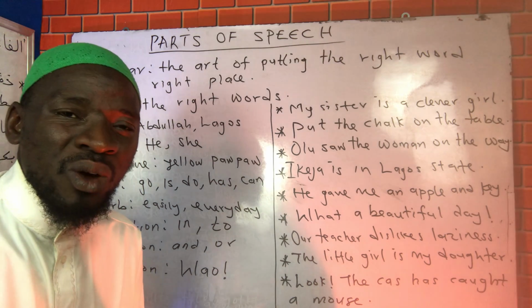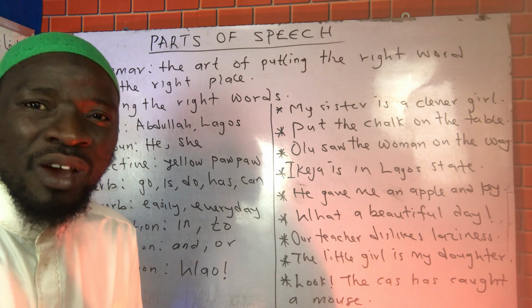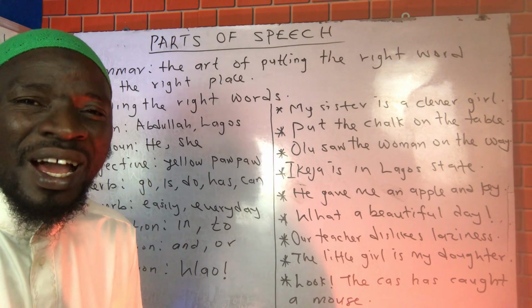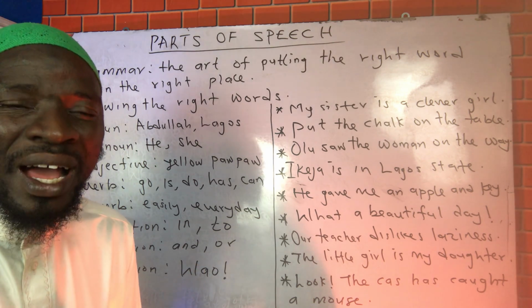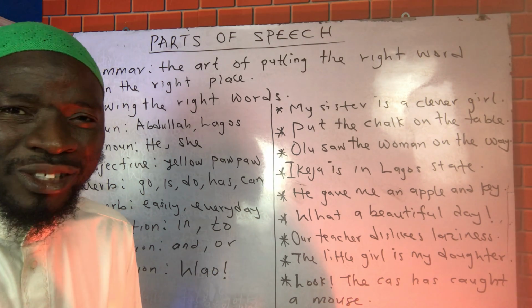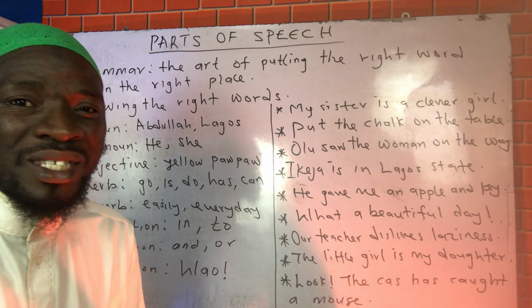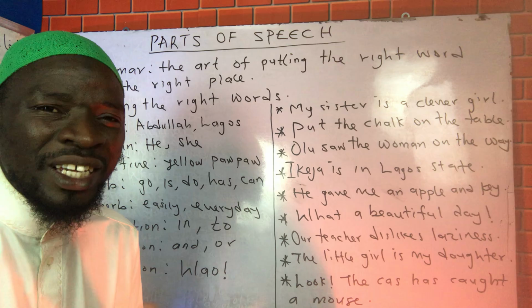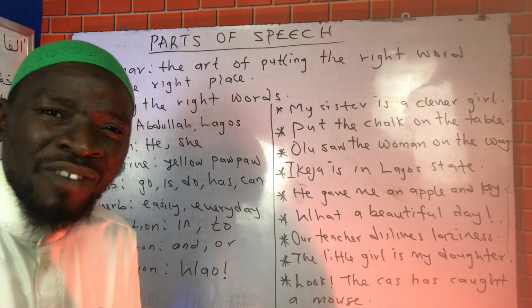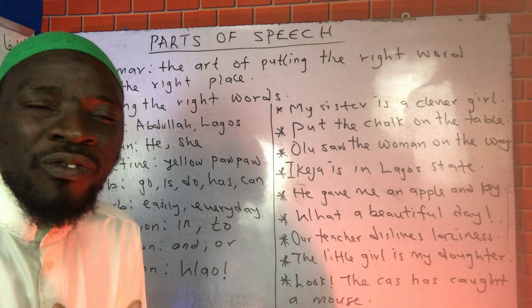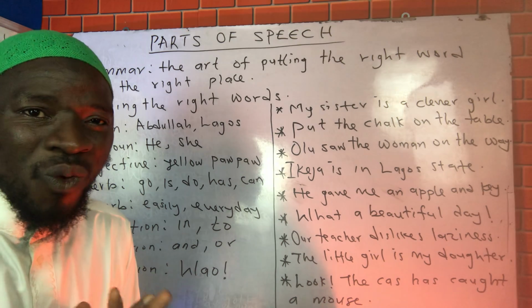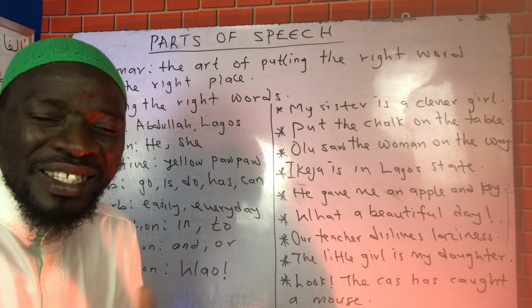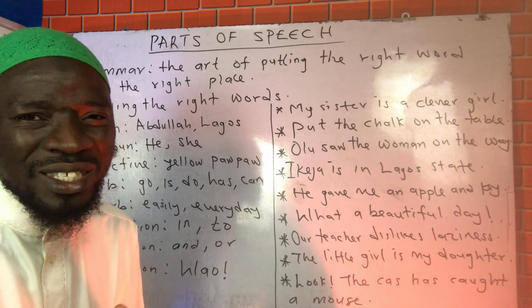It tells us where an action is performed, when an action is performed, how an action is performed, and how often the action is performed. For instance, I eat rice every day. The word every day is an adverb telling us how often I eat rice. When you say easily, that is how it is done.